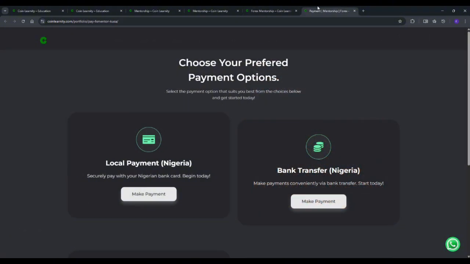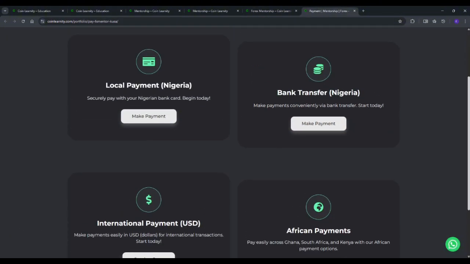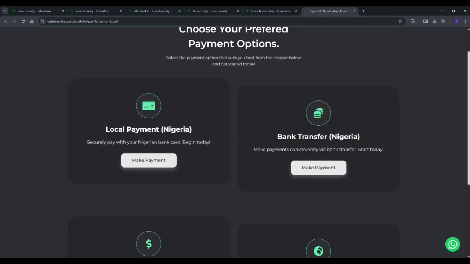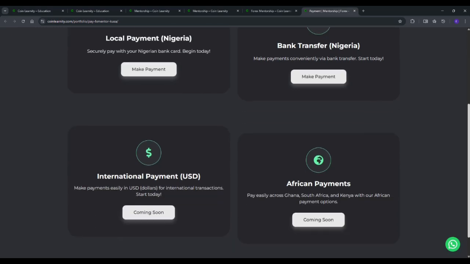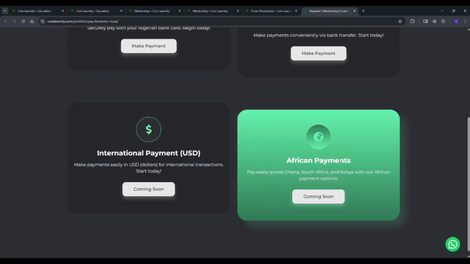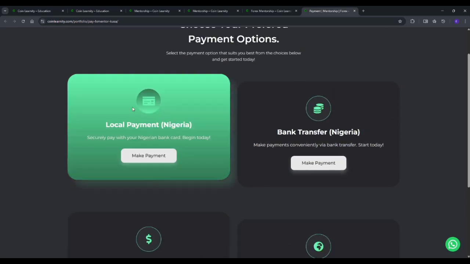Alright, so after clicking on the enroll now button, that should bring you to this page where you will need to select your preferred payment method for purchasing the mentorship. As you can see here, we have local payments, bank transfer payments, international payment, and African payments. The last step that you are going to take when purchasing the mentorship is to select your preferred method of payment.